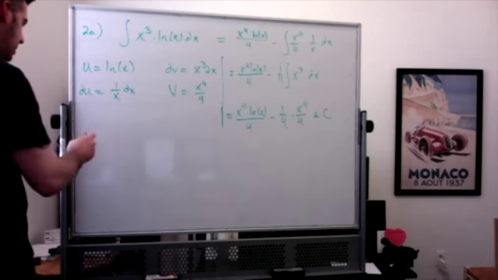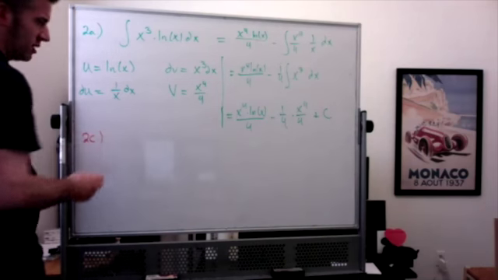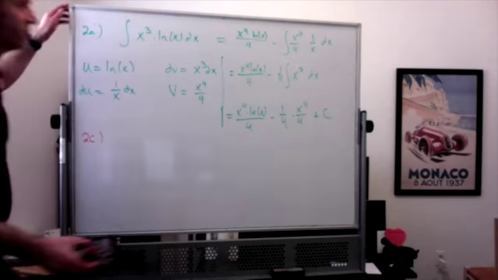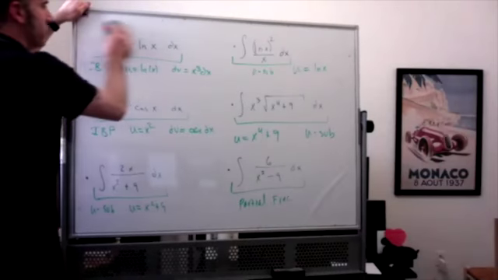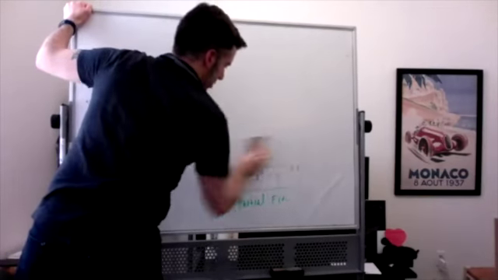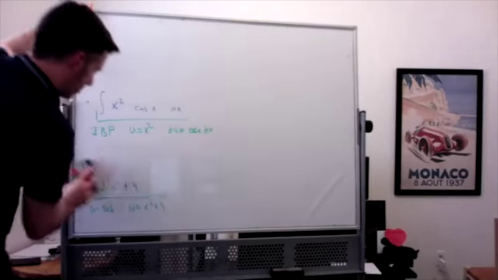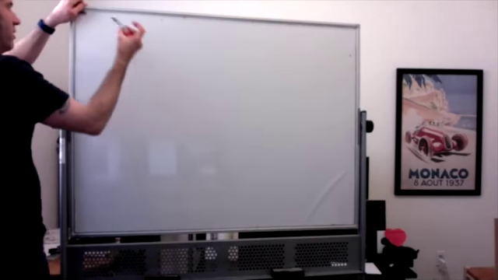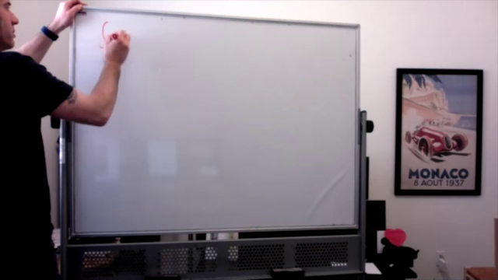So 2c, which I'm not going to have enough room for here. Let's just do it on the other side. I was trying to leave myself enough room. There's not enough room. Let's do this one. So it's the integral of x squared cosine x.